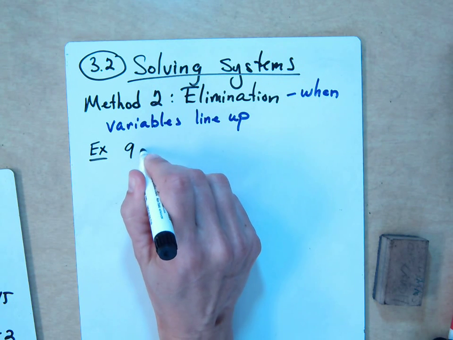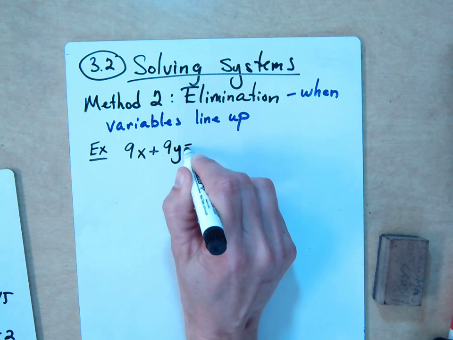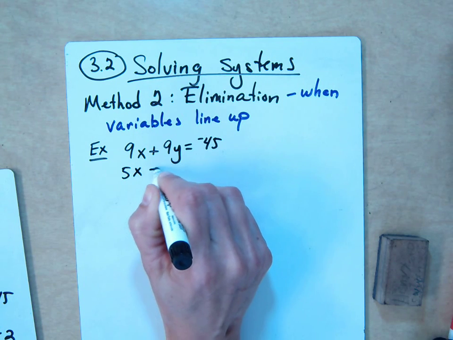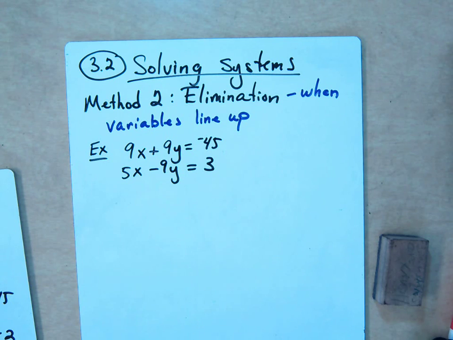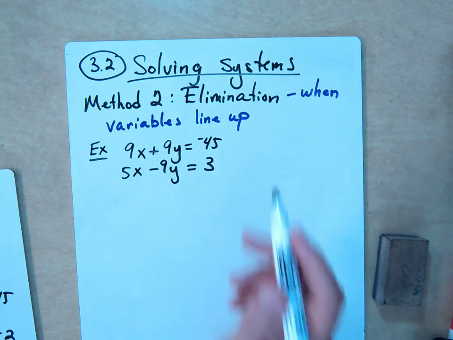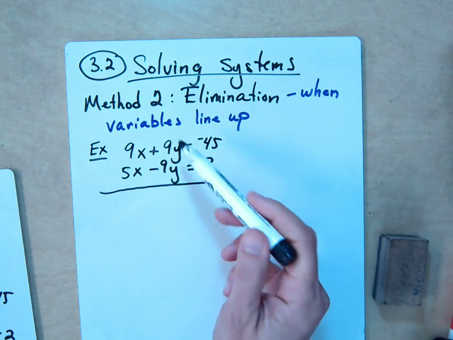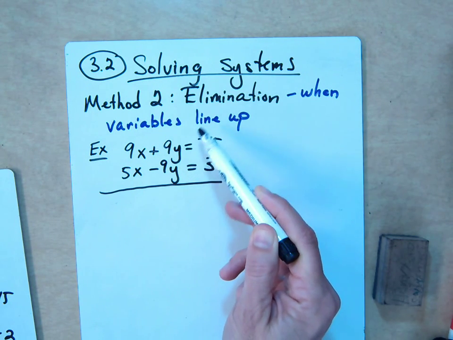So for example, let's say you have, we'll start with the easiest kind, 9x plus 9y equals negative 45, and 5x minus 9y equals 3. So we want to solve that system, and notice that neither x nor y is alone or solved for already, so it would be very hard to do substitution on this. But the x's and the y's line up very nicely, and conveniently when you add the two equations together, the y's will go away.